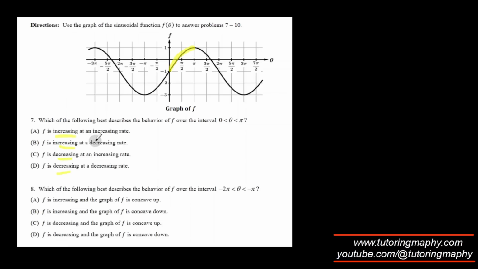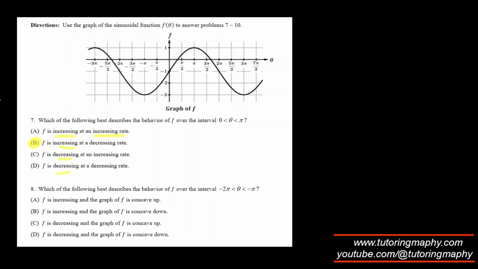Increasing, increasing, decreasing. Obviously function is increasing because function is climbing in nature. And rate, is this concave up or down? I think this is a frowning face function. So this is concave down, means it is a decreasing rate. So increasing with a decreasing rate is option B.